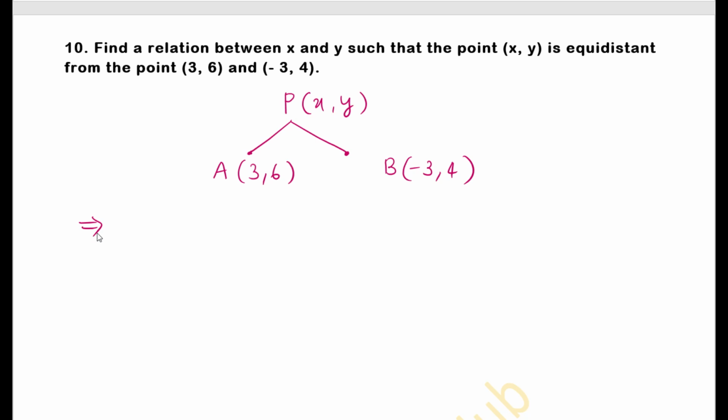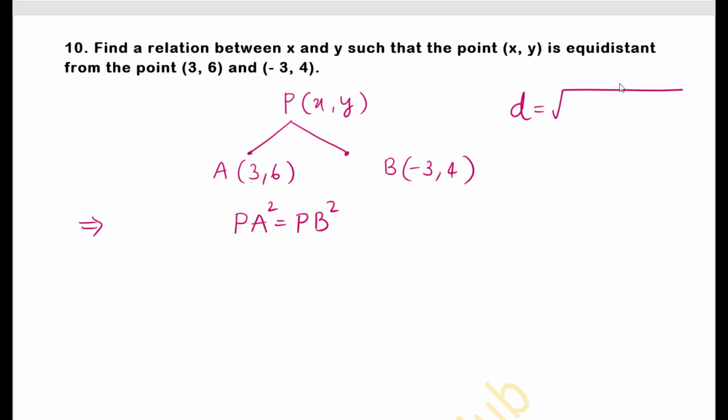Now what we need to find out? We need to find out the condition PA is equal to PB. I'll put the square to remove the square roots so that it is very easy to simplify. Now what is PA? PA is the distance between the point P and A, by using the distance formula D equals square root of.